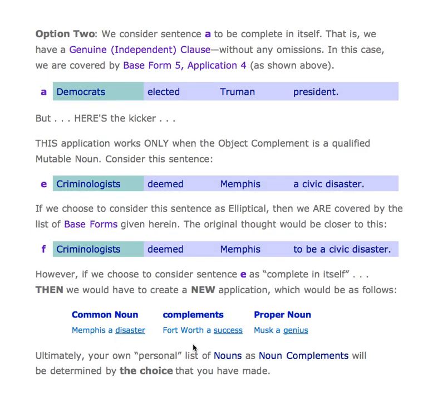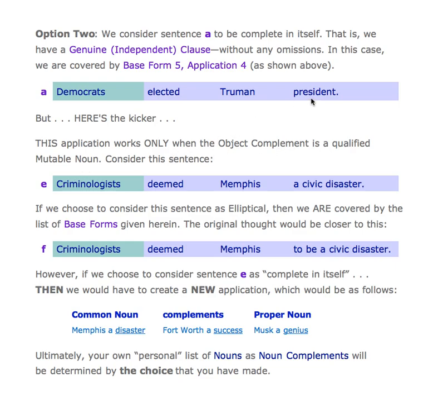All right? Now, option two. This is where we consider sentence A to be complete in itself. That is, we have a genuine independent clause without any omissions. In this case, we are covered by base form 5, application 4, as shown above. Now, here's the kicker. Here's the problem. This application works only when the object complement is a qualified mutable noun.